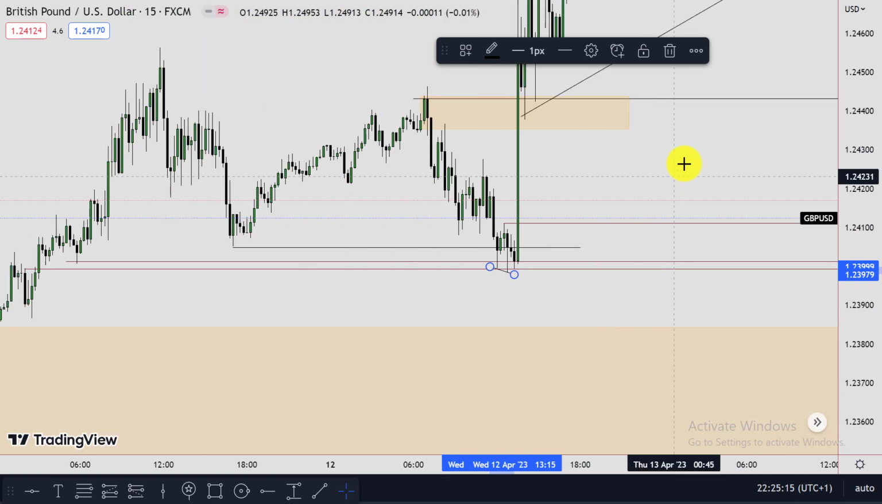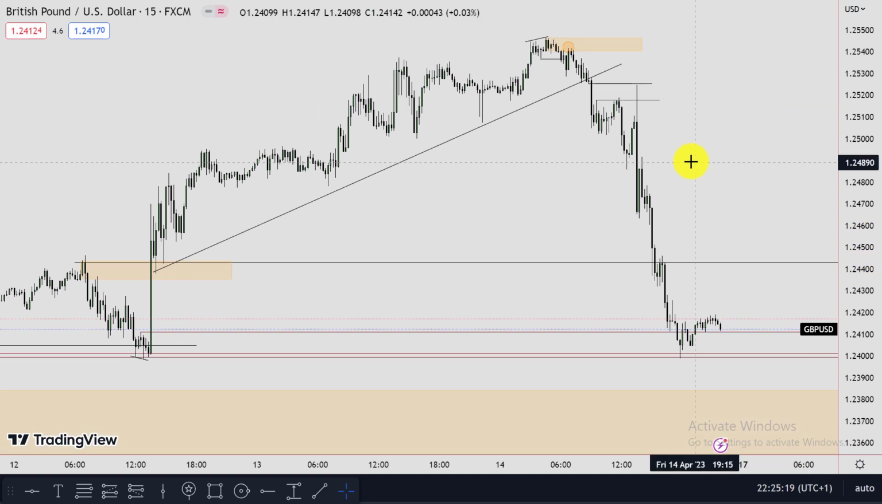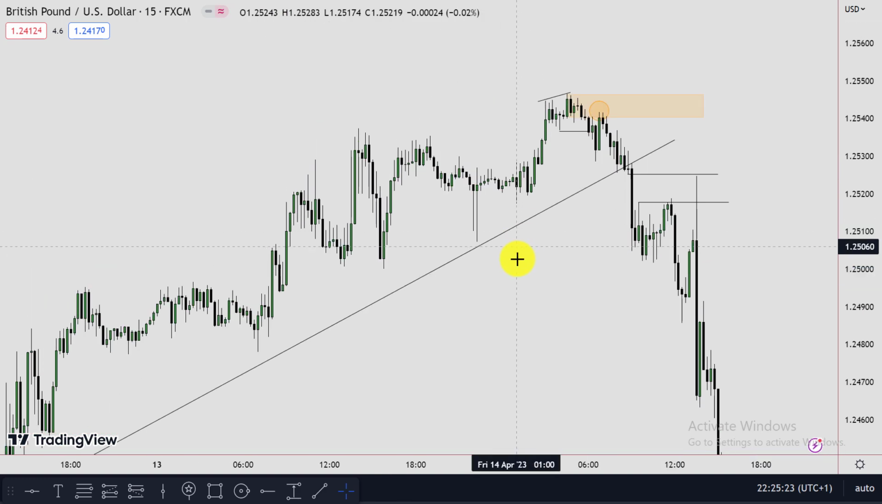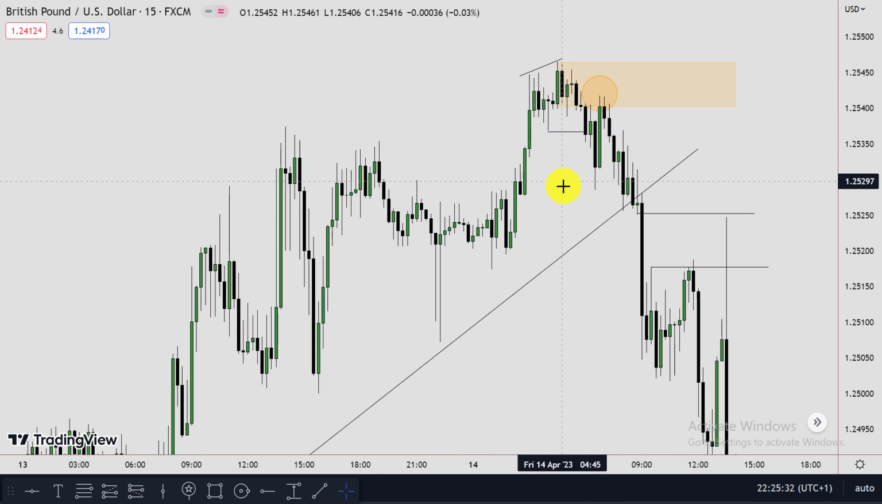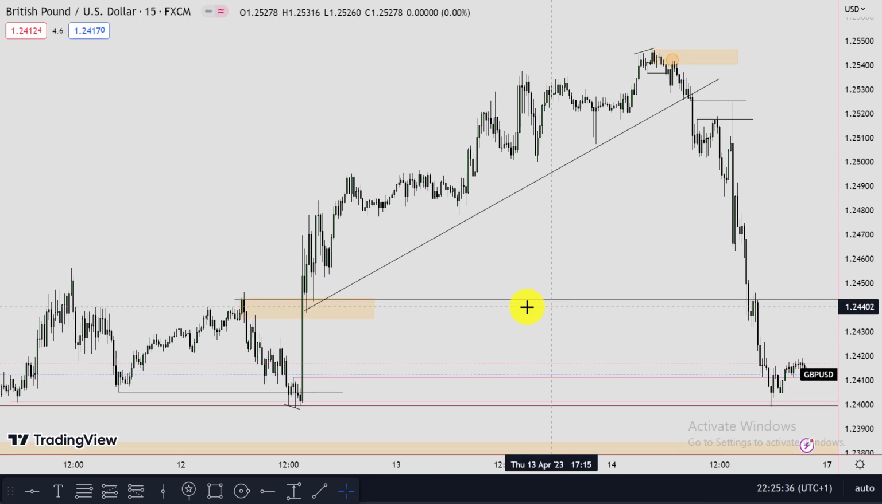So you remember that model I taught you, breaker to breaker, mitigation to mitigation. So what do you have here? Price took out the high here, formed a bearish breaker. Did you see that? Price took out the high. What's the bearish breaker? This one, that's a bearish breaker. So from a bearish breaker to a bearish breaker right down here, that was the trade for today.